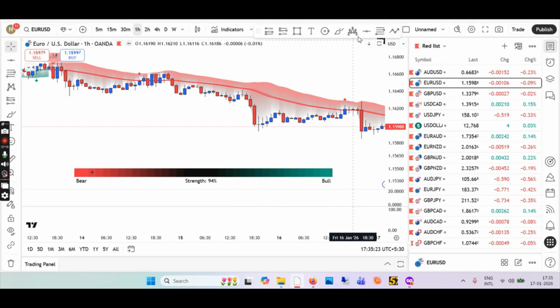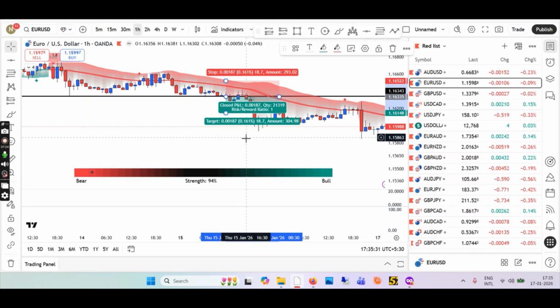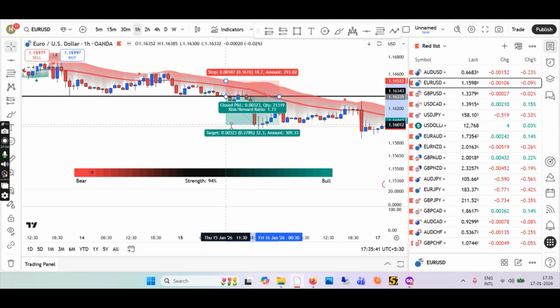Let me add the line again. This was your support, which is broken here, and we have this short position now. So that's my entry. And your stop loss will be above the cloud, not in the cloud. Don't add your stop loss within the cloud. It has to be above the cloud. And the risk to reward could be 1:2 here.